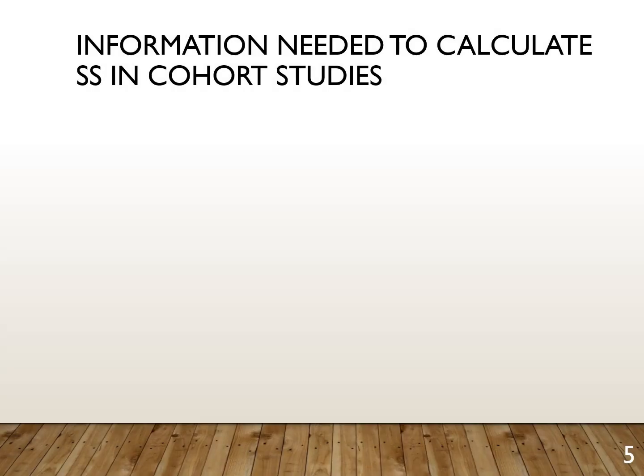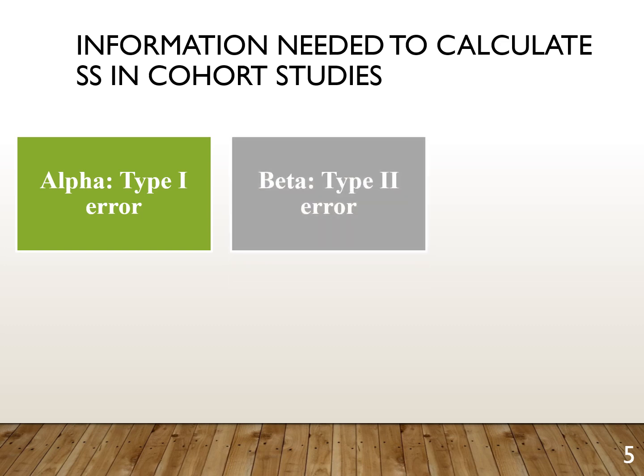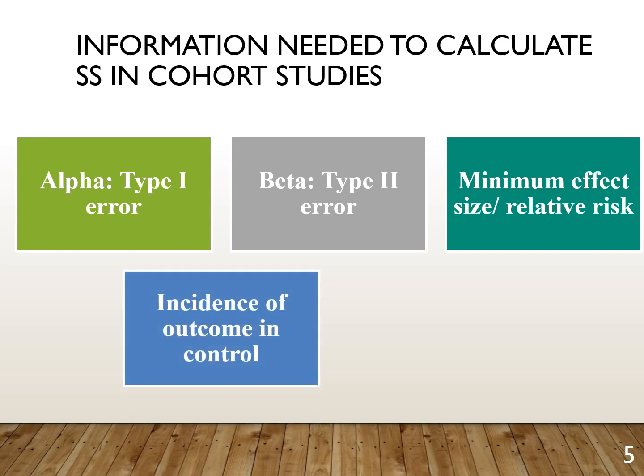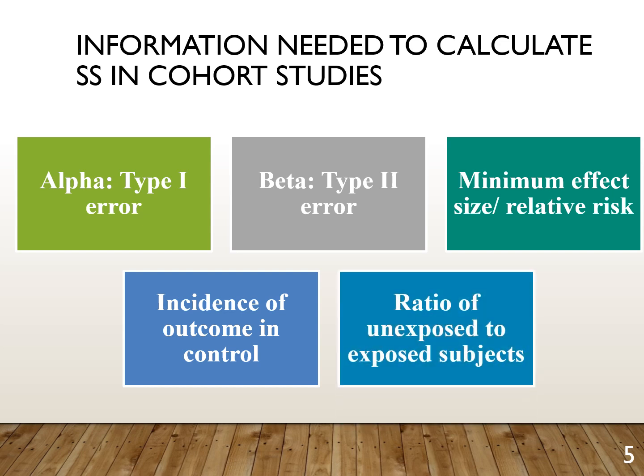Information needed to calculate sample size in the cohort studies. First variable is alpha or type 1 error. The second variable is beta or type 2 error. Third variable, minimum effect size or relative risk. Incidence of outcome in control is the fourth variable, and ratio of unexposed to exposed subject is the fifth variable.